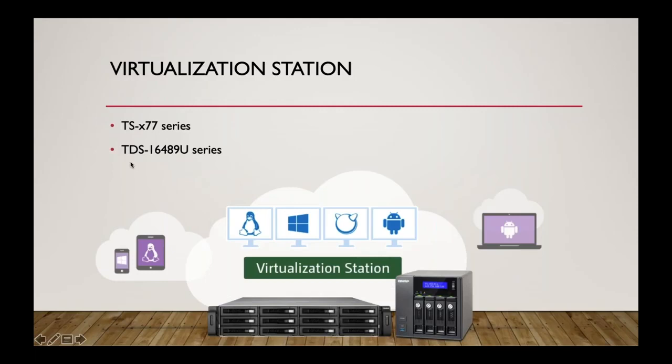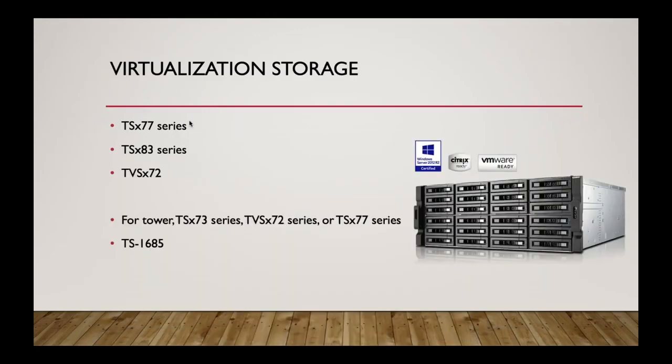So you can have up to 20 cores total on a TDS. Our best, hands down, is the TDS, but it is more money. If you're on a budget, you could consider 77 series. These are both good options for Virtualization Station. Make sure you get a good CPU and make sure you have lots of RAM.